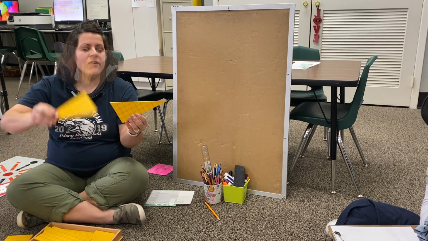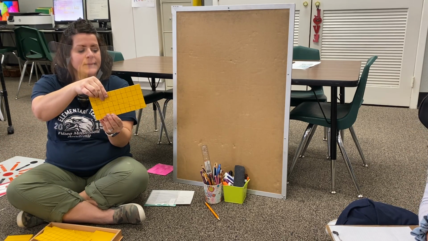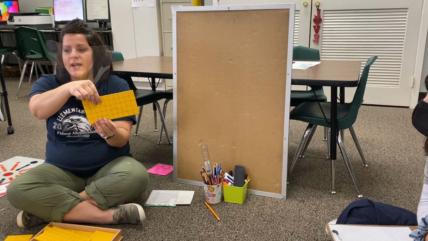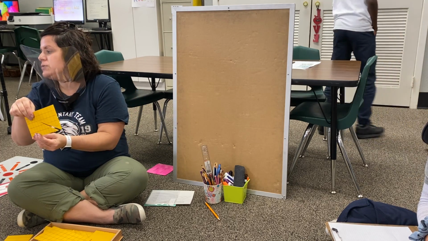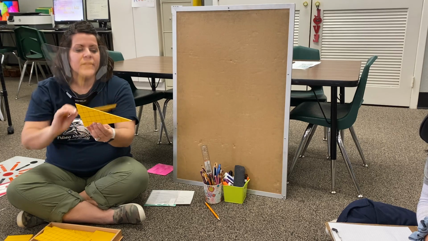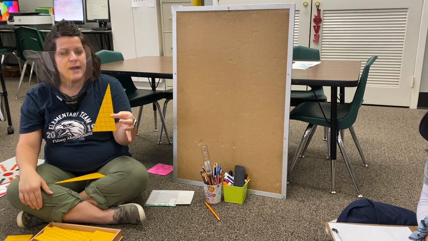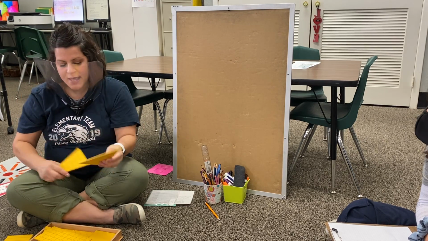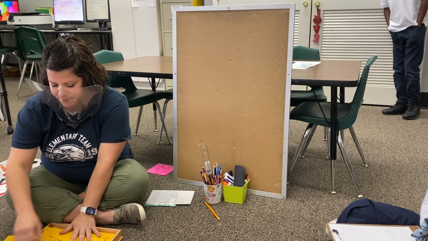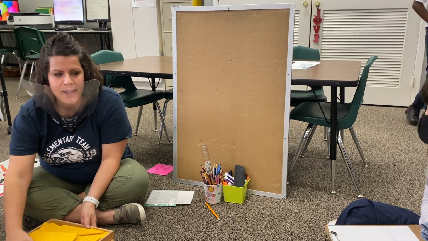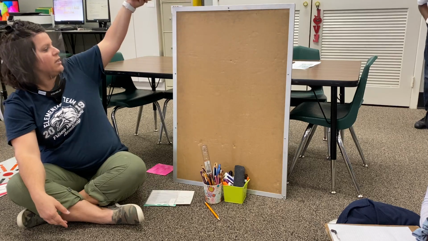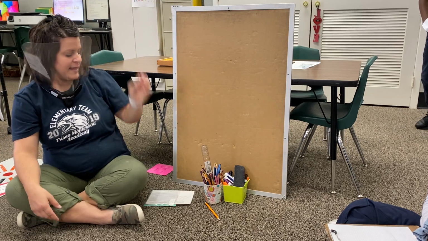So this is the area of our rectangle, base times height. To find the area of my triangle, I do the same thing, but then I divide it by 2. Okay? Does that make sense to you? Good. All right. So let's talk about our area packet.